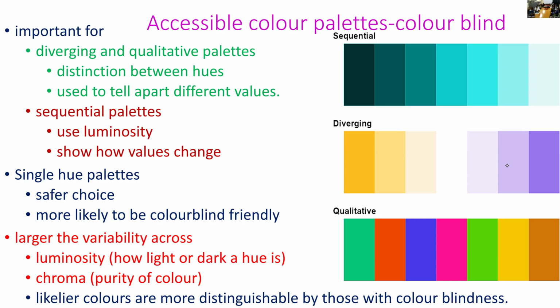In graphs, in colors, people will talk about luminosity and chroma. Luminosity is how light or dark the color is. Chroma is the purity of the color. So you must think about both of these aspects when you're making a graph.